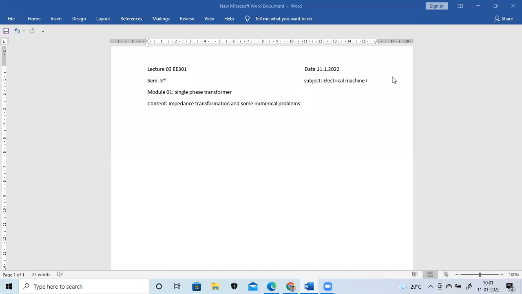I think the picture was not clear. That's why I am trying to show a clear figure again. Okay. So voltage transformation, if you want to transfer the voltage, I will try to write it here.